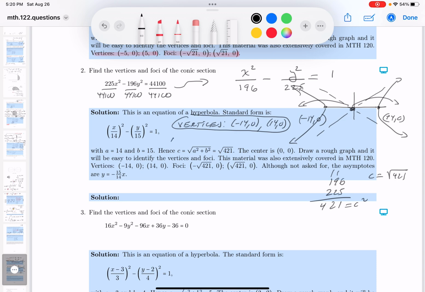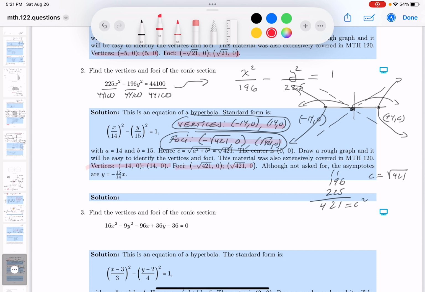So I'll put the foci down for you. The first one is going to be minus root 421, comma 0. And the other one is going to be root 421, comma 0. Put a circle on this. Get the red pen out and see if we got it right. See if we got the vertices right. And the vertices are over here: minus 14, 0, and 14, 0. And the foci, I got those right as well.